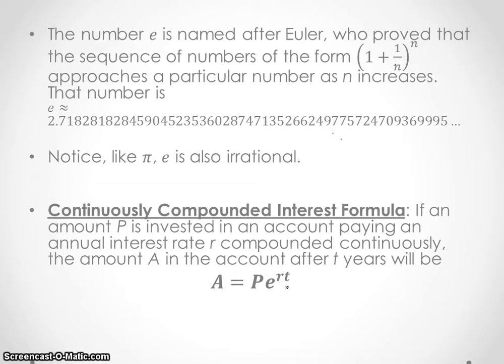I call this the PERT formula, you know, like Pert Plus, the shampoo. That's how I remember it. It's the PERT formula. The A, the P, the R, and the T all stand for what they used to. So let's go ahead and label them here. Please make sure you do. The A is the amount after a certain time, so amount after time. P is your principal.